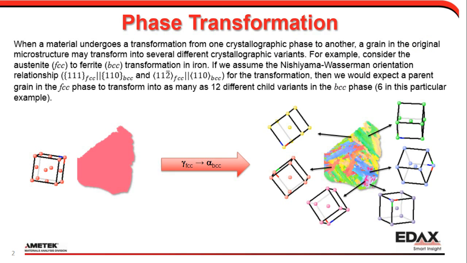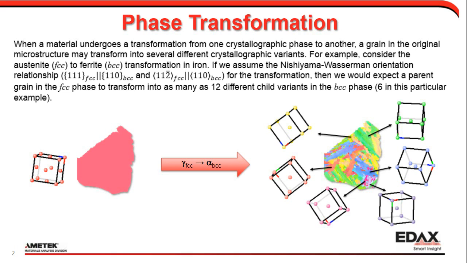to another, a grain may transform into several different crystallographic variants. As an example, consider the austenite to ferrite transformation in iron. There are several different orientation relationships we could consider, but if we consider the Nishiyama-Wassermann relationship, which is 111 planes parallel to 110 planes between the FCC and the BCC, and then 112 planes in the FCC to 110 planes in the BCC, that's the alignment we expect.